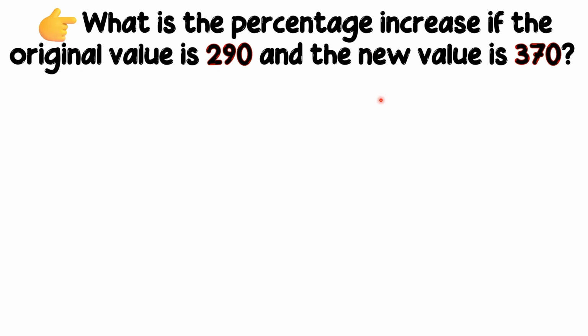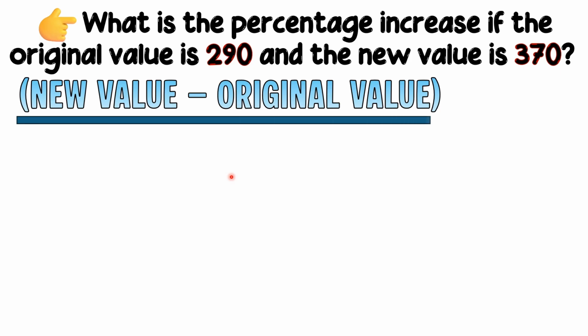So here's the question. What is the percentage increase if the original value is 290 and the new value is 370? So first, we're going to identify what is the original and new value. Again, original value is the starting amount or the first value before any change. And new value is the amount after the change happens.